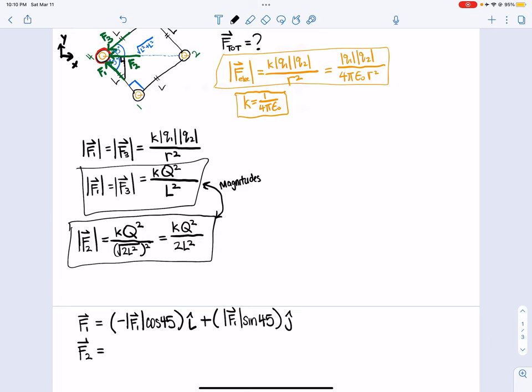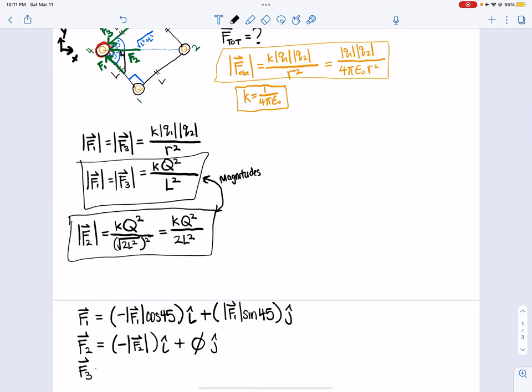All right, so for F2, you can see that this is a horizontal force, so it only acts in the x direction, and it doesn't have any component in the y direction, right? So we will have a negative magnitude of force 2 in the i hat direction, or along x. And then we don't have any component of force 2 in the y direction, so that's 0 j hat. All right.